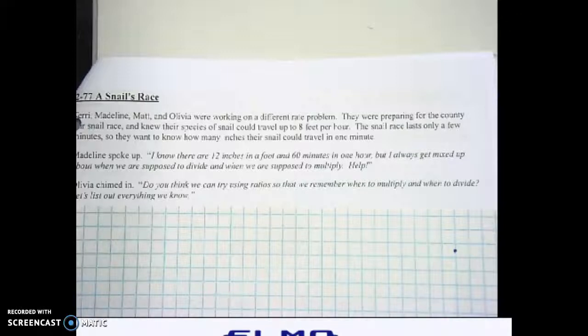Terry, Madeline, Matt, and Olivia were working on a different rate problem. They were preparing for the unfinished snail race, and they were thinking they could travel up to 8 feet per hour. The snail race lasts only a few minutes, so they want to know how many inches their snail could travel in 1 minute. Thank you.